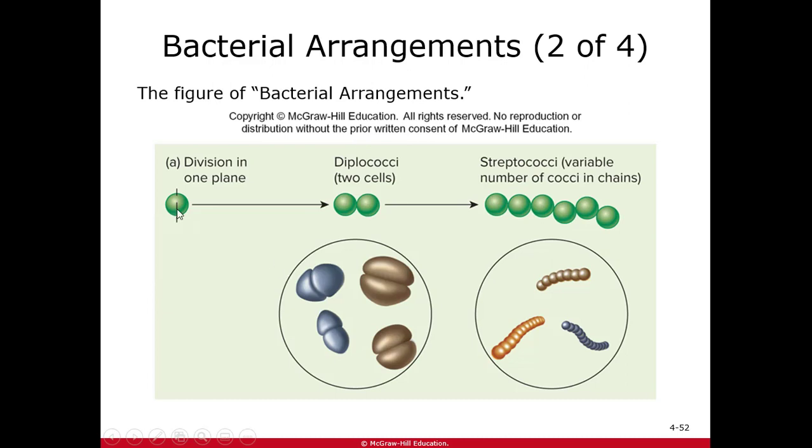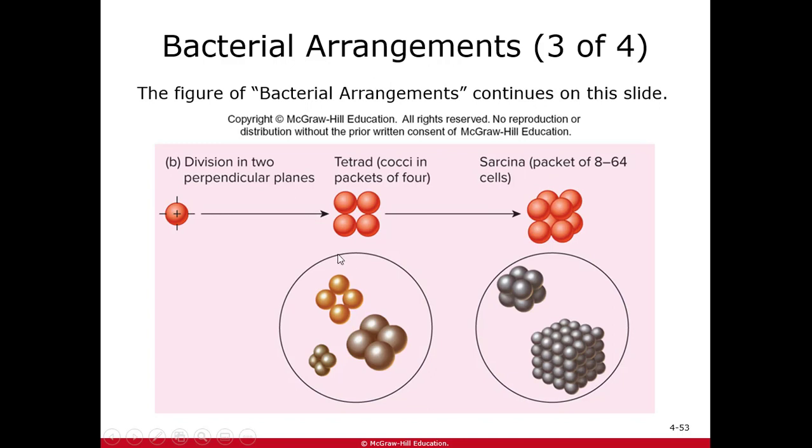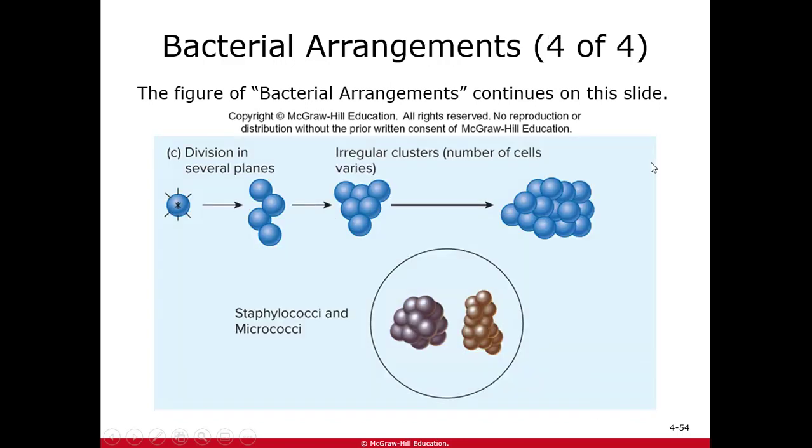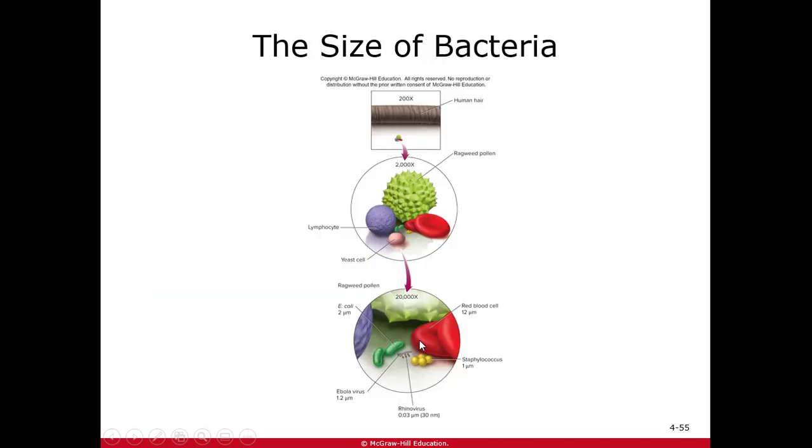So again, some like to hang out in singles, some in pairs, some in long chains. Here's an example where they like to hang out in groups of 4 or in little cubes. Here's just some of the clusters. And when you gram stain these and you get gram-positive clusters, they look like little balls of grapes or little bunches of grapes. Now, size of bacteria.